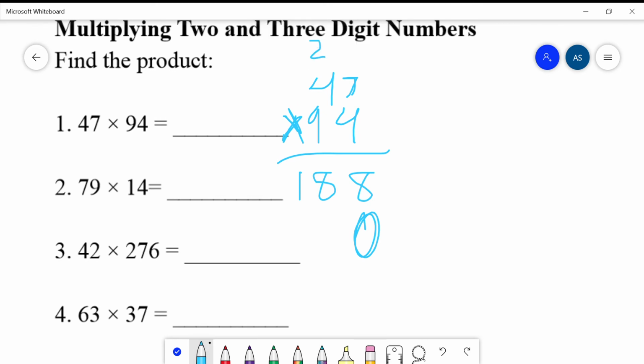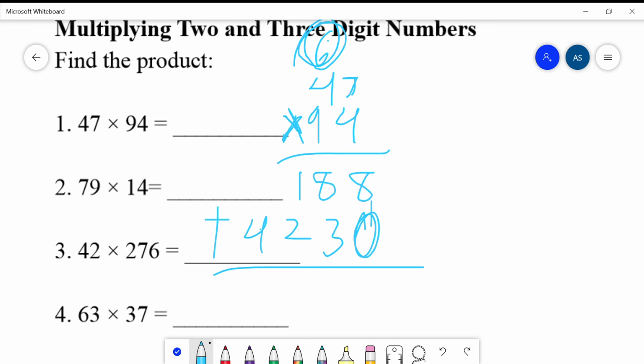We already used it. If I do 9 times 7, I'm going to get 63. 63 here. 6 goes over here. Alright. And then if I do 9 times 4, I'm going to get 36. But I have to add this together as well. So 36 plus 6 is going to be 42. Right?